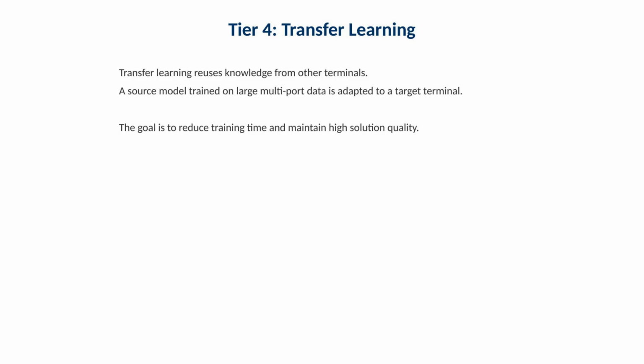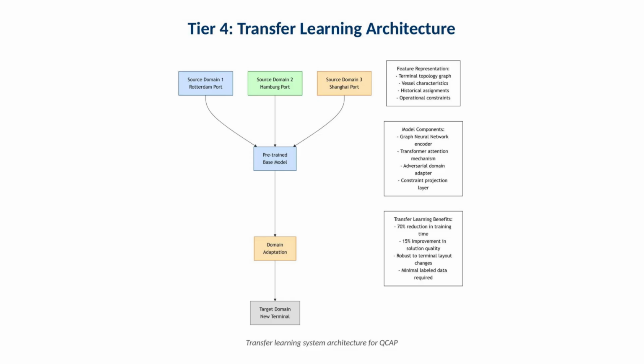The benefit is speed and generalization. If the model has learned reusable structure, it can adapt to a new terminal with much less data and much less time. The architecture includes a feature encoder that learns vessel and terminal features, an assignment predictor that outputs crane allocations, a domain adaptation component that reduces mismatch between terminals, and a constraint enforcement layer that projects predictions back into feasibility. Operationally, that last piece is critical.